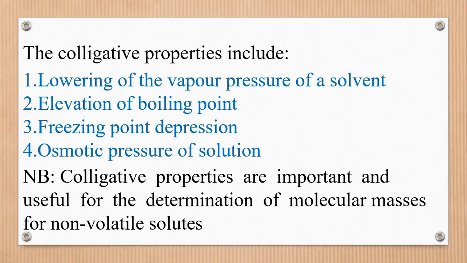Then the colligative properties include a lowering of the vapor pressure of a solvent, elevation of boiling point, freezing point depression of the solution, and osmotic pressure of the solution. Basically, we have the four colligative properties. Then when you look at the NB, the colligative properties are important and useful for the determination of molecular masses for non-volatile solute. So we always use the colligative properties in order to determine the molecular mass of the non-volatile solute.